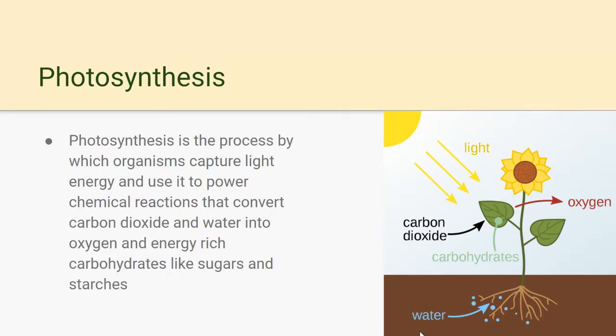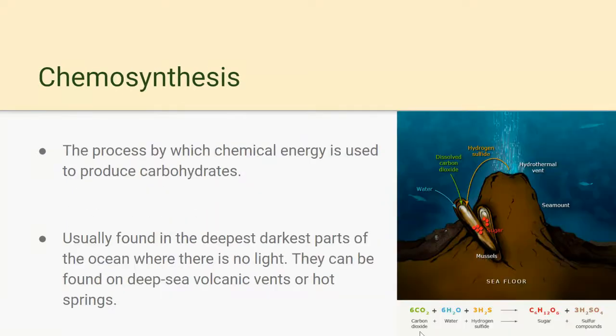But there's another type of process that autotrophs can undergo, and that is called chemosynthesis. So we started with photosynthesis, and now we have chemosynthesis. Chemosynthesis is the process by which chemical energy is used to produce carbohydrates. So this doesn't happen as often as photosynthesis happens, but it still does happen, usually in the deepest, darkest parts of the ocean where there is no light for photosynthesis to happen. And usually on deep sea volcanic vents or hot springs.